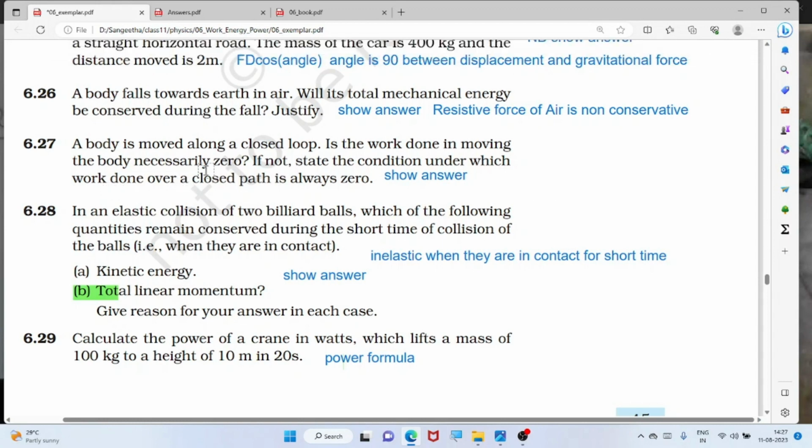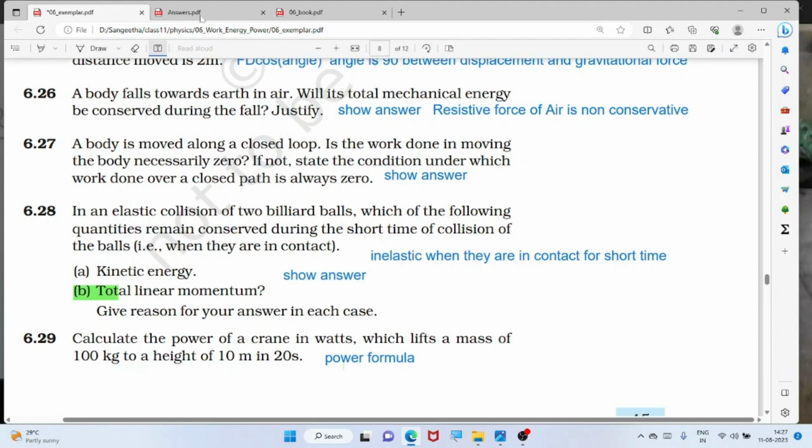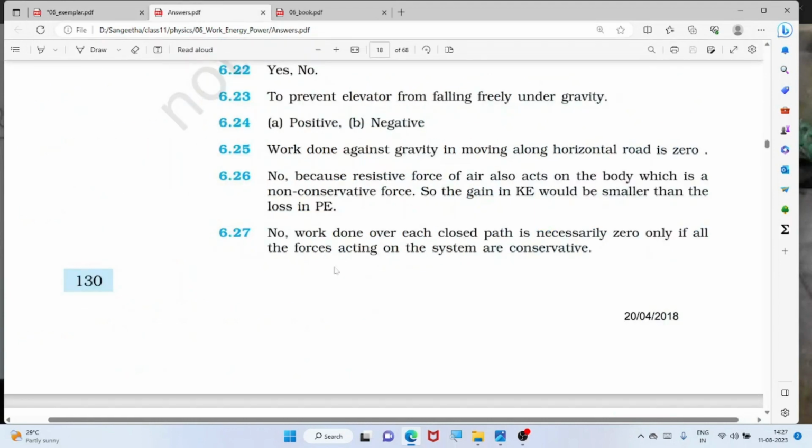A body is moved along a closed loop. Is the work done necessarily 0? If not, state the condition. Work done over any closed loop is necessarily 0 only if all forces acting on the system are conservative.